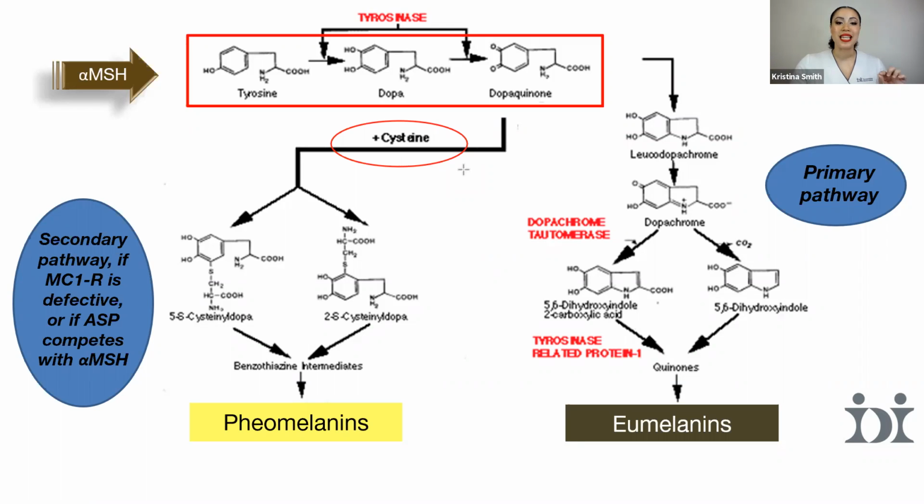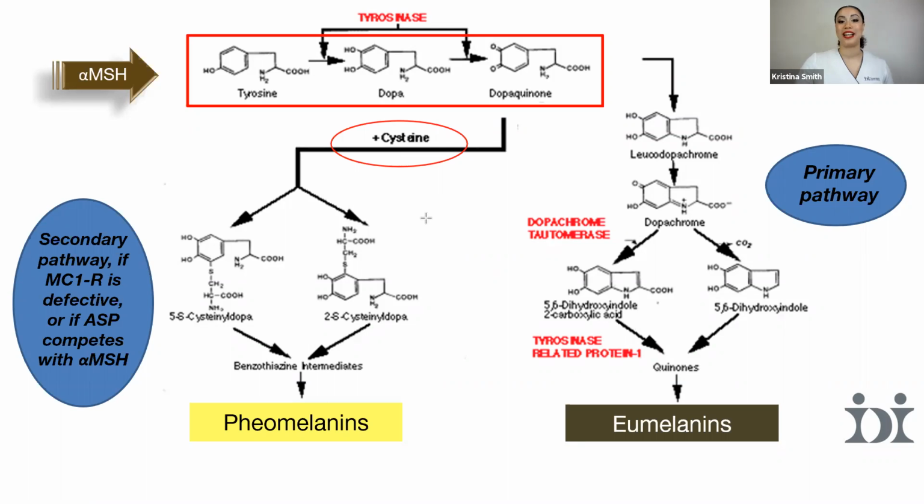MC1R primarily wants to create eumelanin, but if it's defective in some way, it's going to create pheomelanin instead. So if you're someone who has fairer skin, you may have a defect in your MC1R receptor. Now, is that a bad thing? No, of course not. It's just that everyone's DNA is different. You just have one pathway your skin might favor more than the other. And that defect is going to create cysteine.